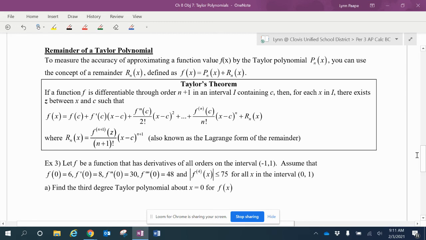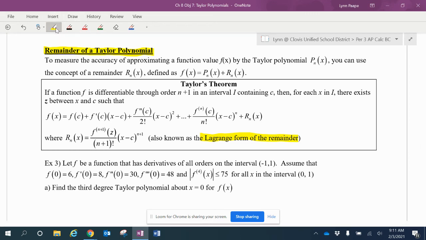So let's take a look at the second thing that we have to take a look at. So the remainder of a Taylor polynomial. This will remind you of kind of the alternating series approximation remainder, right? So it will kind of remind you of that a little bit. So this is the remainder of a Taylor polynomial. This is also known as the Lagrange form of the remainder, and I'll refer to it as that. Okay, so the Lagrange form of the remainder.